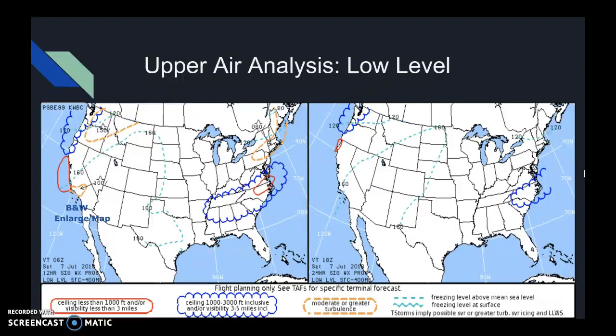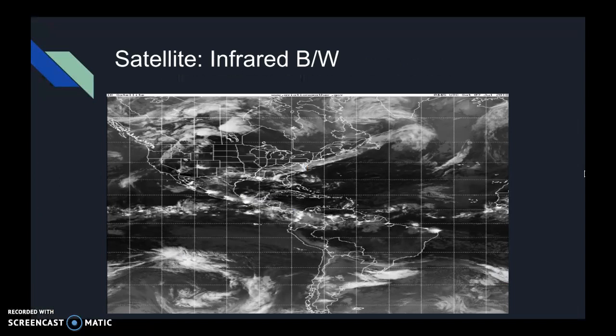The orange dashed line in the upper left near Oregon and Washington is an area of moderate or greater turbulence. And the red oval off the west coast of California is IFR, so ceilings are less than 1,000 feet and or the visibility is less than 3 statute miles.